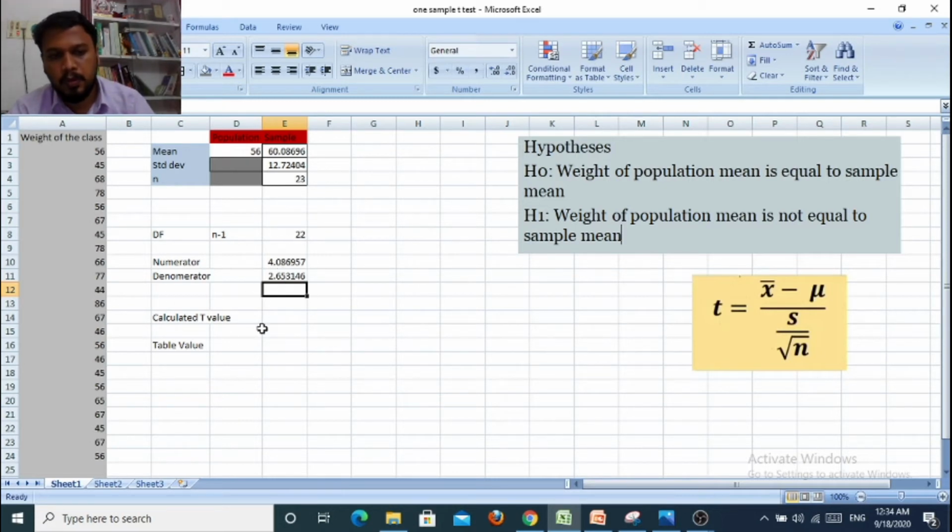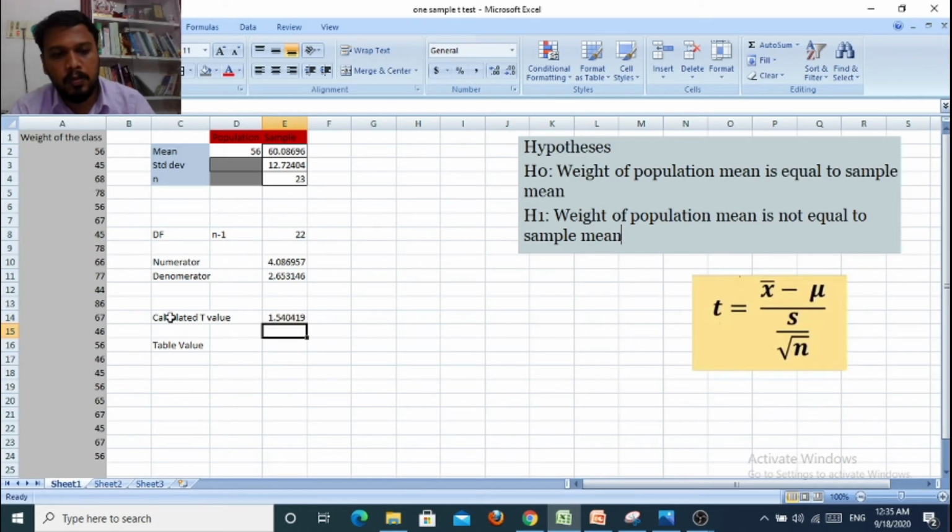Now you have to calculate the calculated t-value, using this formula. You divide the numerator by the denominator. This is the calculated t-value. We have found the t-value now.